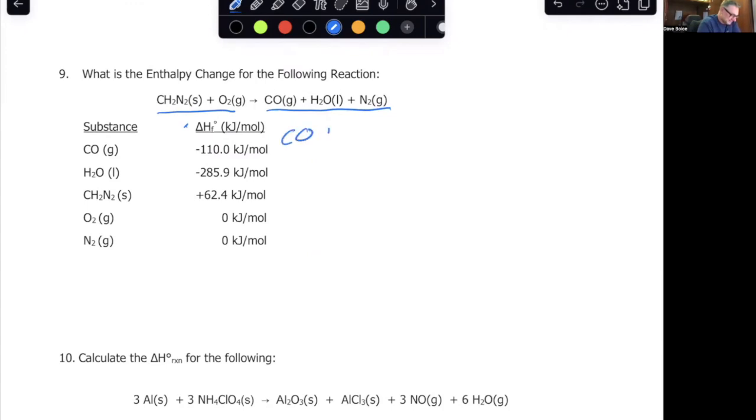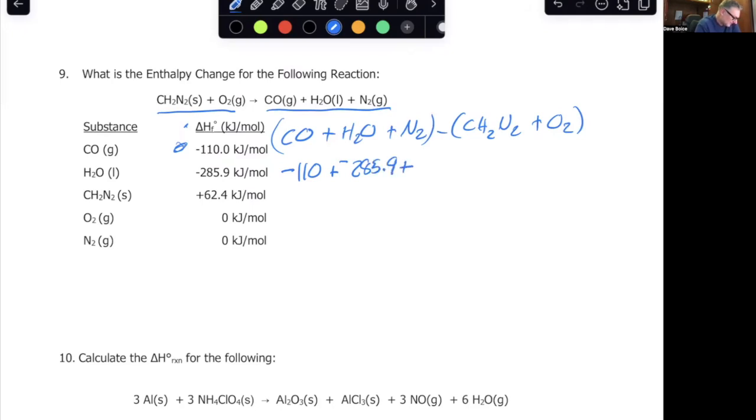I'm going to write CO plus H2O plus N2 as my final minus my initial of CH2N2 plus O2. And then from here, what I'm going to do is just sub those symbols out with numbers. Again, it's balanced all at once, so I don't even have to worry about coefficients. So I'm just going to put negative 110 for CO because that's what's there. Water, they're even in order. Plus negative 285.9 plus N2, and N2 here is 0. So I don't really need to worry about that. So let's just take that plus away. And there we go. Minus initial.